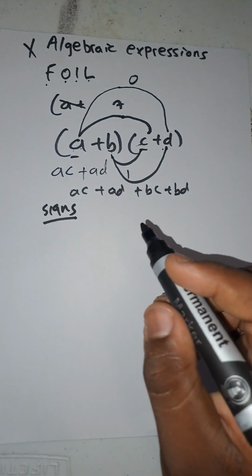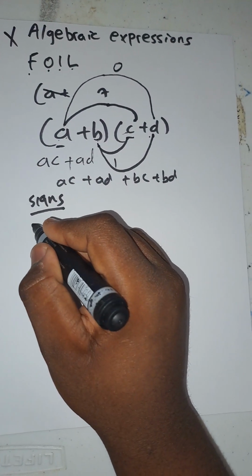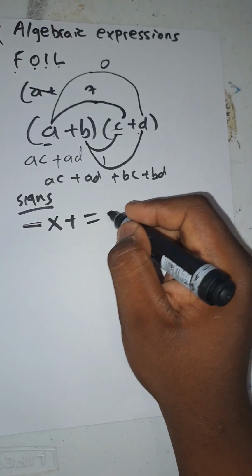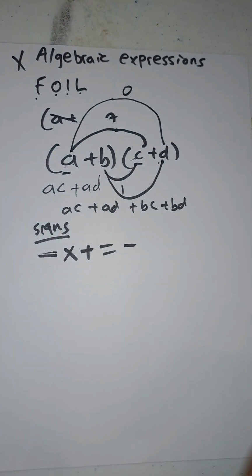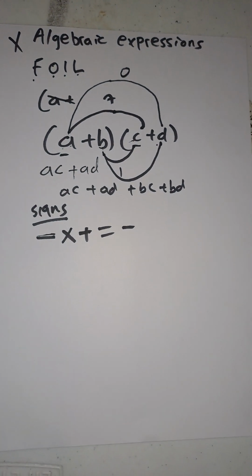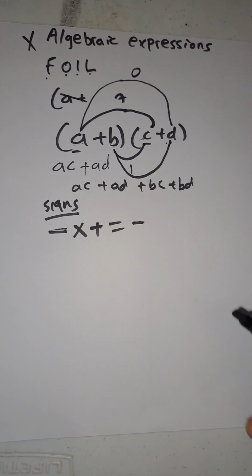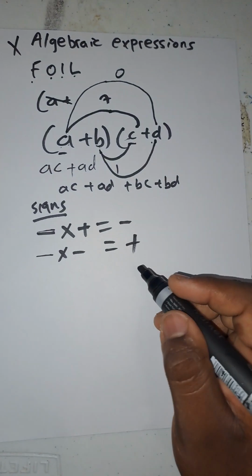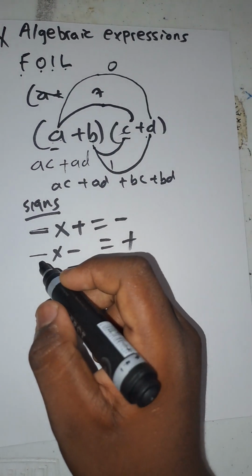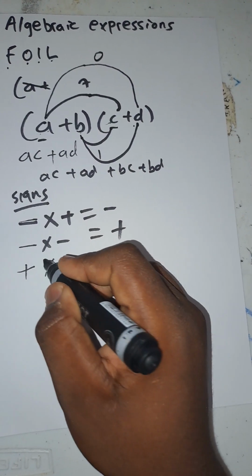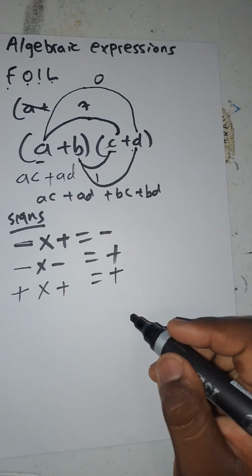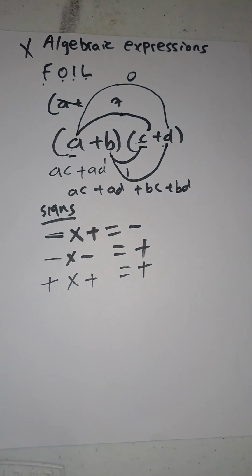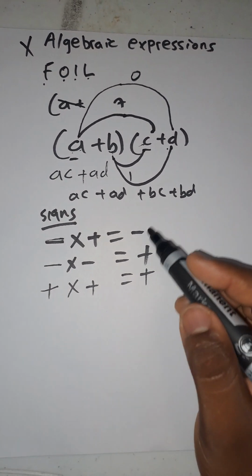The sign is very important, guys. Whenever you are multiplying a negative value times a positive value, you are going to get a negative. For example, negative A times 2 is negative 2A. When you are multiplying a negative times a negative, you get a positive. And a positive times a positive is just a positive.